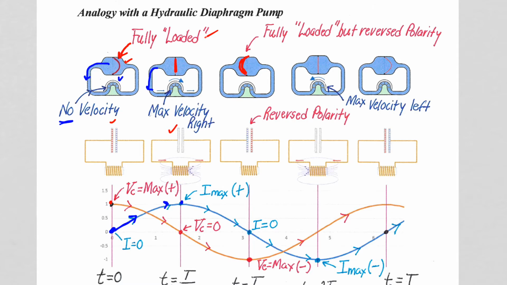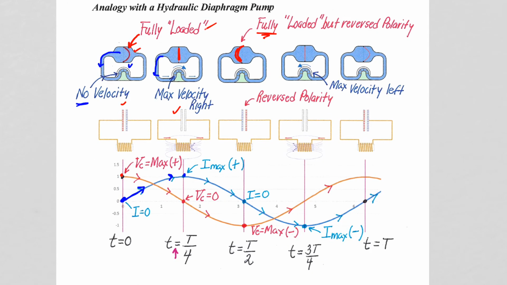So the diaphragm is going to be fully loaded, because you can think of it, like I said, as this rubbery membrane that's going to bounce back and forth, and as it does, it controls the flow of the water. So when the membrane is reversed, we can think of that as a reversed polarity position for our capacitor. So now we have, again, a maximum, just like the membrane is at a maximum, but the polarity is reversed, and of course the current is now 0, and we are at half of the complete cycle.